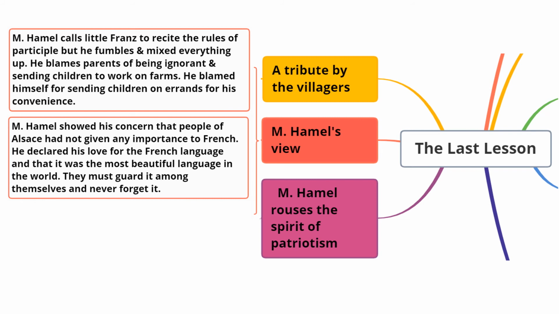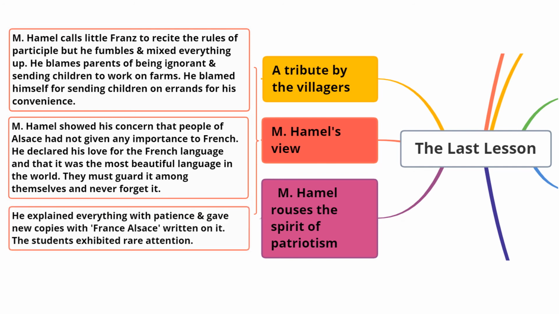He praised the French language as the clearest and the most logical language in the world. He felt that people should always cling to their own language, as he believes that when people are enslaved, it is through their language that they can find the key to their prison. He explained the grammar with patience and gave new copies to the students with France Alsace written in beautiful handwriting on them. The students too exhibited rare attention and tried to learn all that their teacher taught on that day.